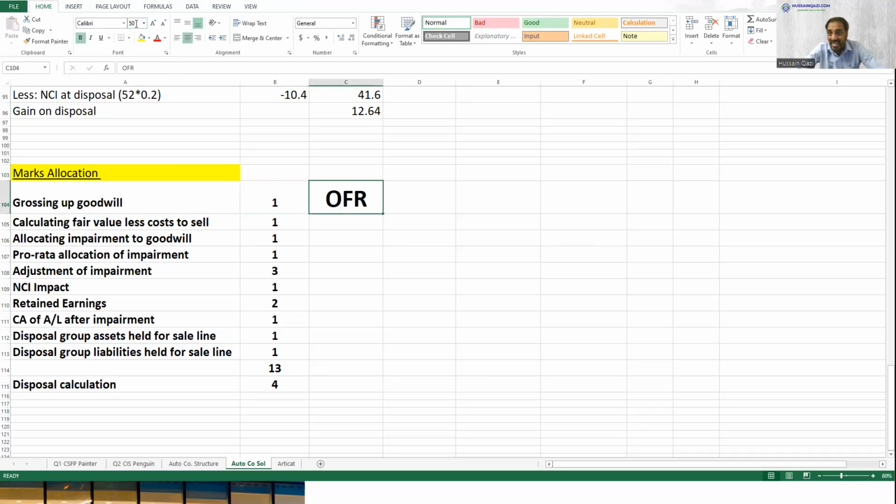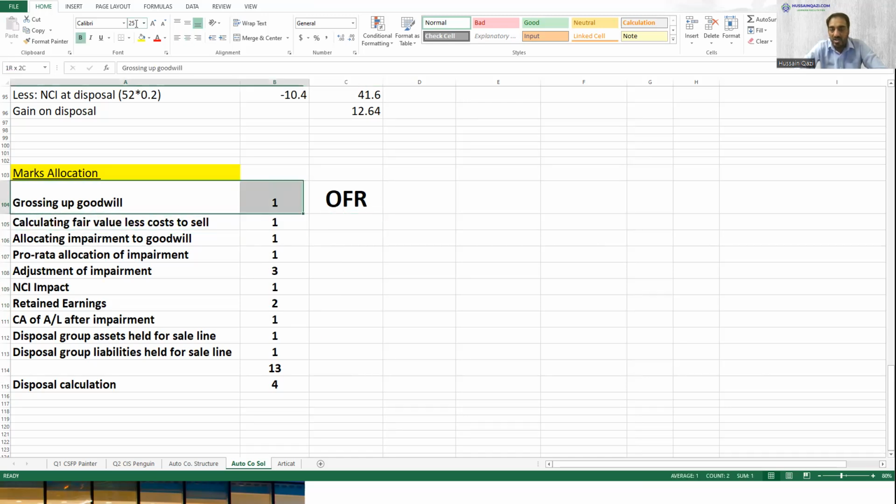So the ACCA marker will just deduct your step 1 mark, even though the rest of the figures are also disturbed because you did not gross up the goodwill. The examiner will assume the wrong figure. This is called own figure rule. Assume your wrong figure, and based on the wrong figure, check the rest of your answer. If all structures are right, you will be able to get all the marks. This is own figure rule.